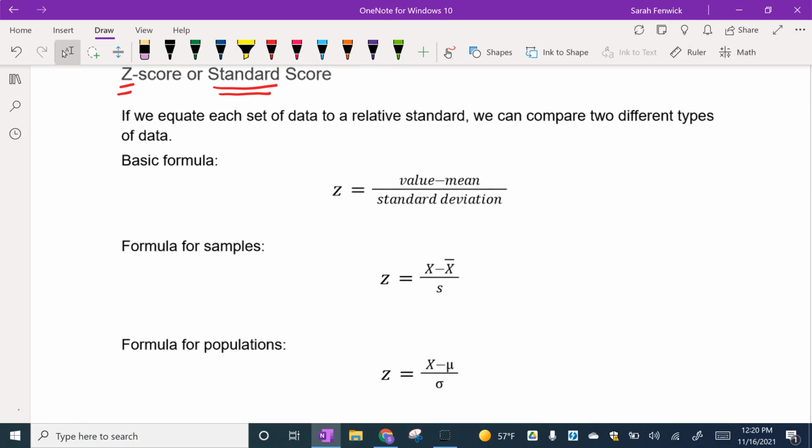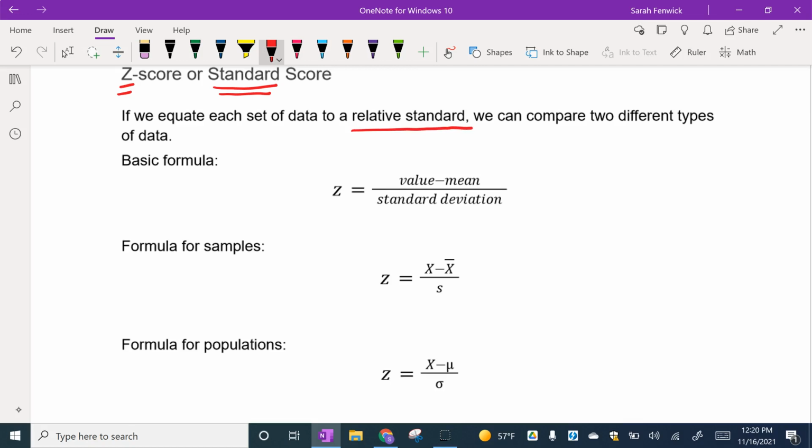So what happens is we equate two sets of data that are not in the same area on the number line, or maybe they are, but they don't have all the same mean and standard deviation, and we set them up with a relative standard so that we can compare two different types of data. And you'll see what we mean as we go along.